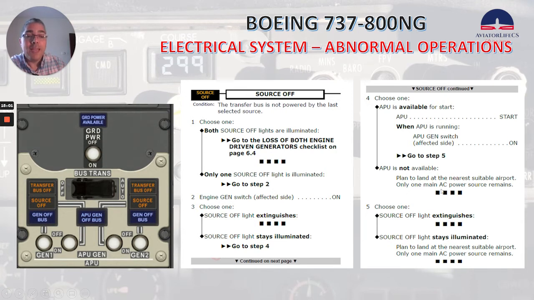Only one main AC power source remains. Step 5 says choose one. Source off light extinguishes. Source off light stays illuminated. Plan to land at the nearest suitable airport. Only one main AC power source remains.